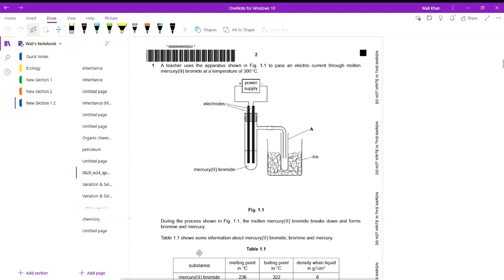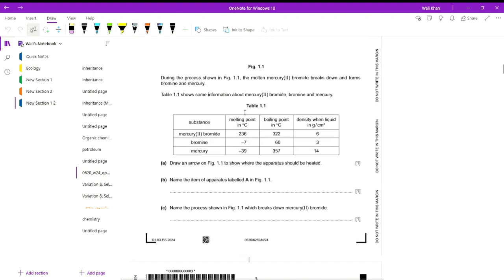The table shows some information about mercury bromide, bromine and mercury. Now we have to look at the table. Mercury bromide: its melting point is 236, boiling point 322 and density is 6 gram per centimeter cube. Bromine: melting point minus 7 degrees centigrade, boiling point 60 degrees centigrade and density is 3 gram per centimeter cube. Mercury: melting point minus 39 degrees centigrade, boiling point 357 degrees centigrade and density is 14 gram per centimeter cube.